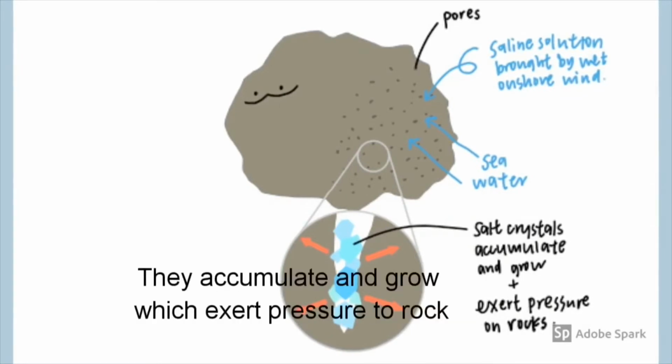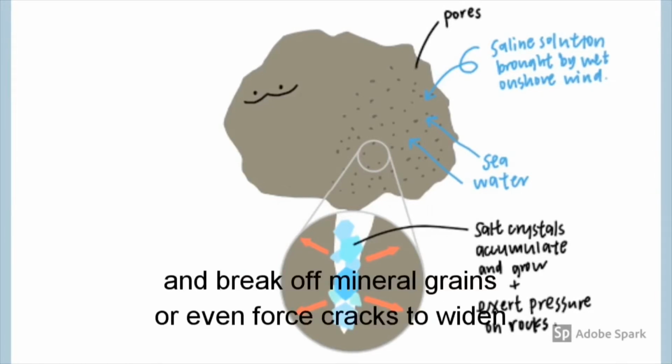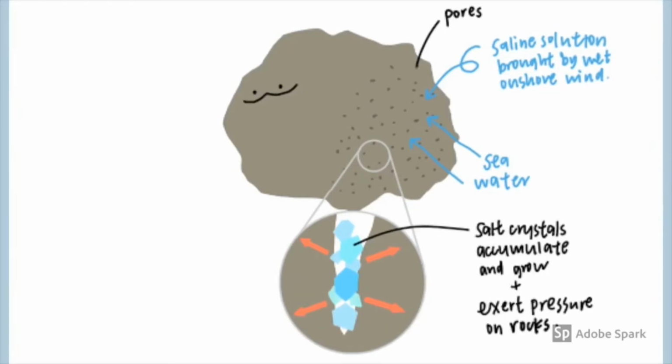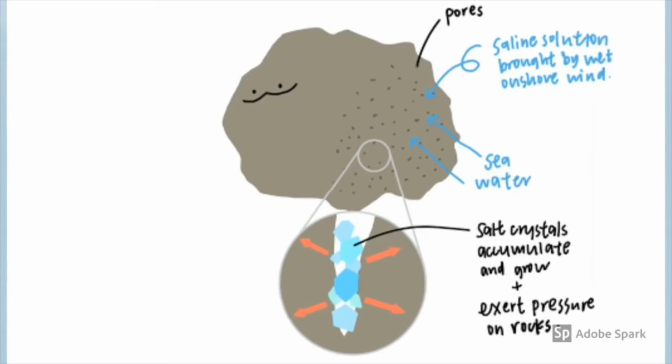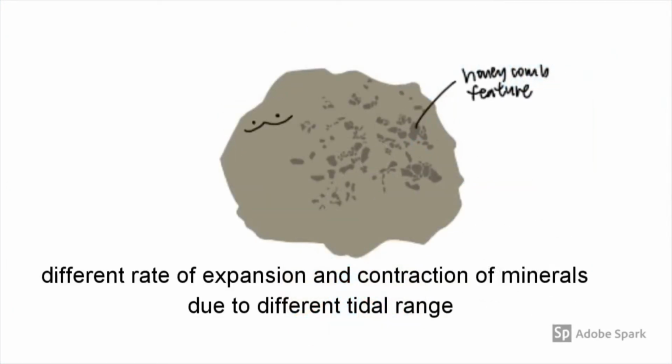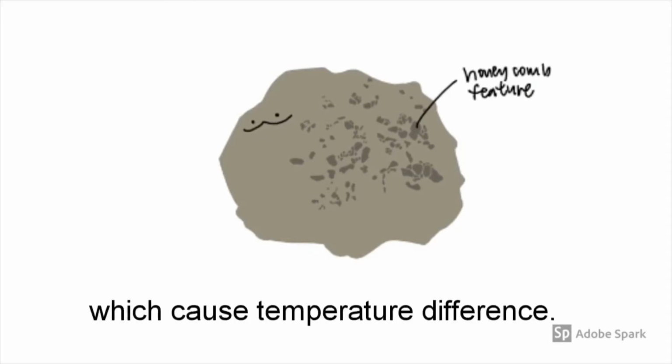They accumulate and grow, which exerts pressure on rock and breaks off mineral grains or even forces cracks to widen. Honeycomb weathering can also be formed because of different rates of expansion and contraction of minerals due to different tidal range, which causes temperature difference.